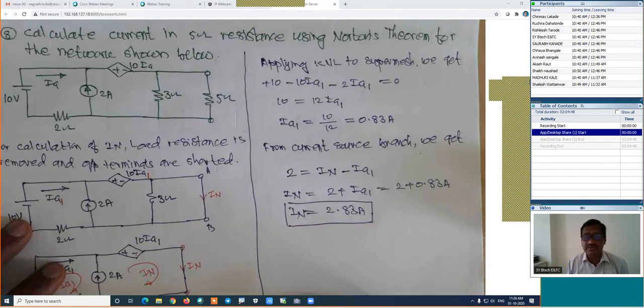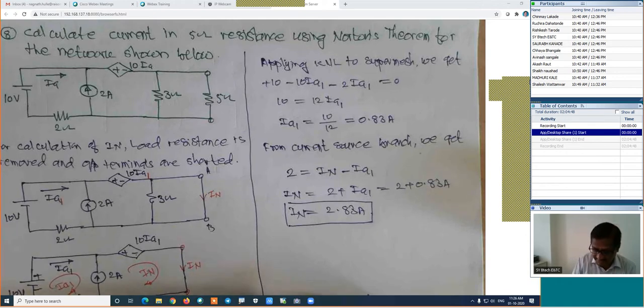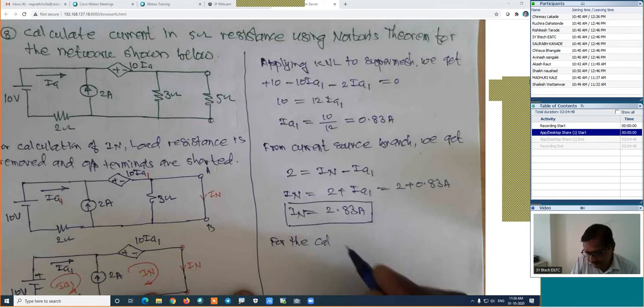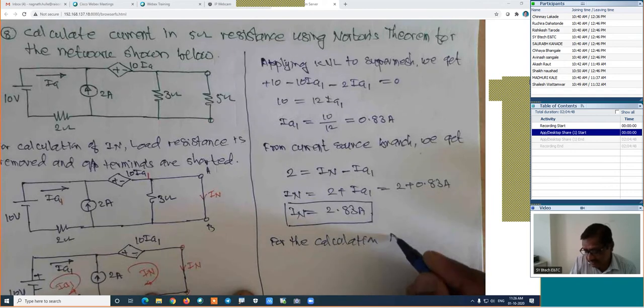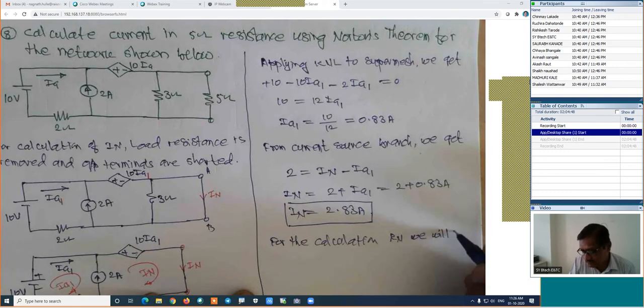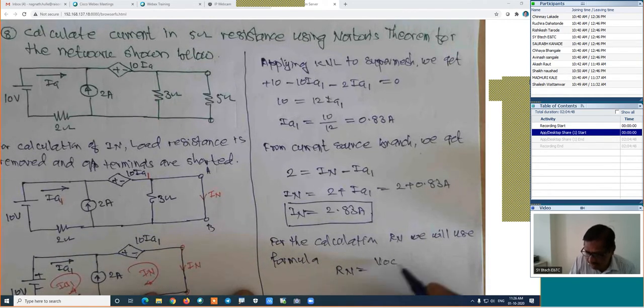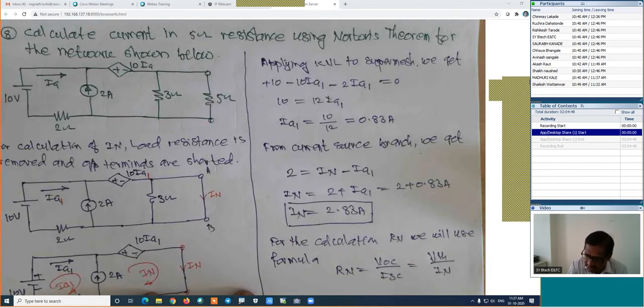Now we have to find out the Norton's resistance. For the calculation of the Norton's resistance, we have to use a similar method, which is VOC upon ISC. I will write here: for the calculation of IN, we will use a formula. Which formula? This Rn is equal to VOC upon ISC, which is very same as VTH upon IN. Is it right?